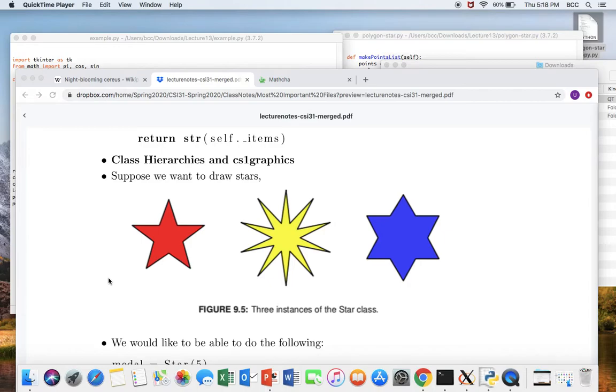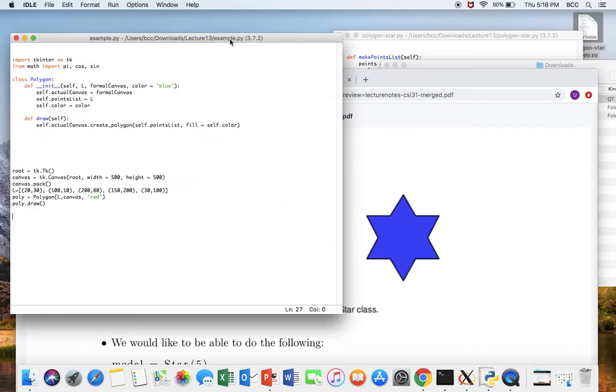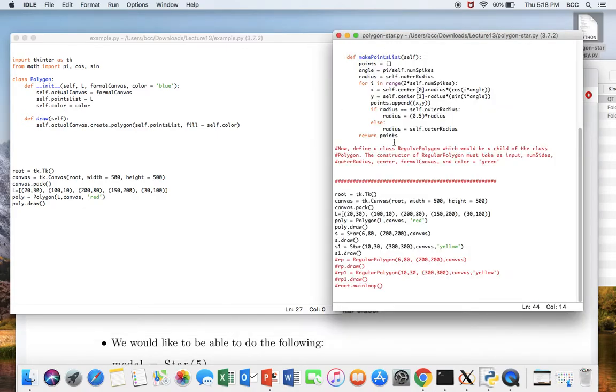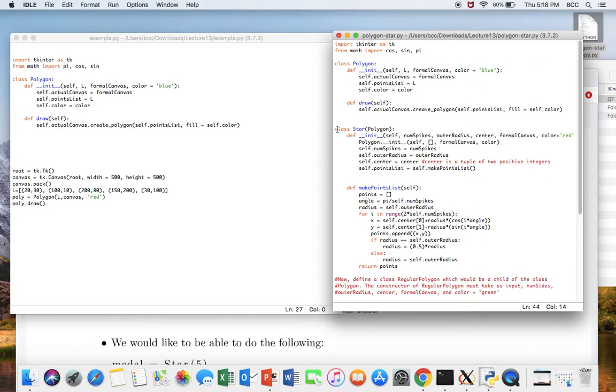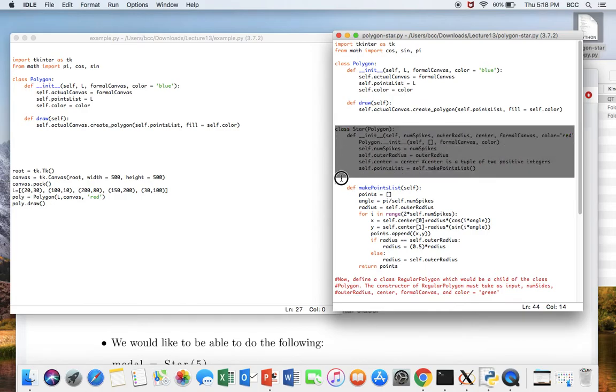Okay, so the previous video got clipped because it was too long. So continuing, we wrote a polygon class. We want to now design a star class as a child of the polygon class. Okay, so let's start with cutting and pasting. Let's figure out what this is, right?